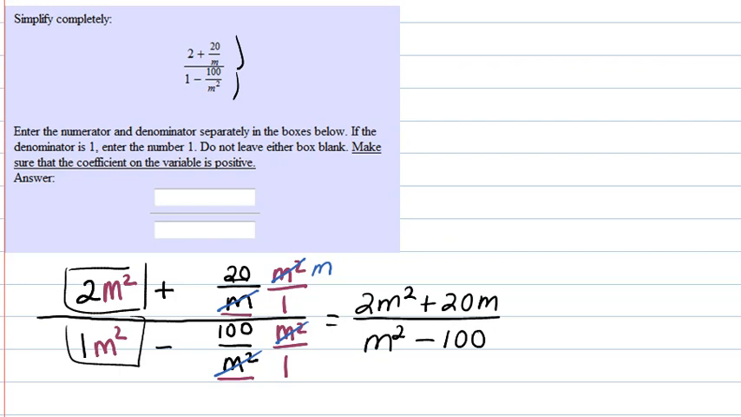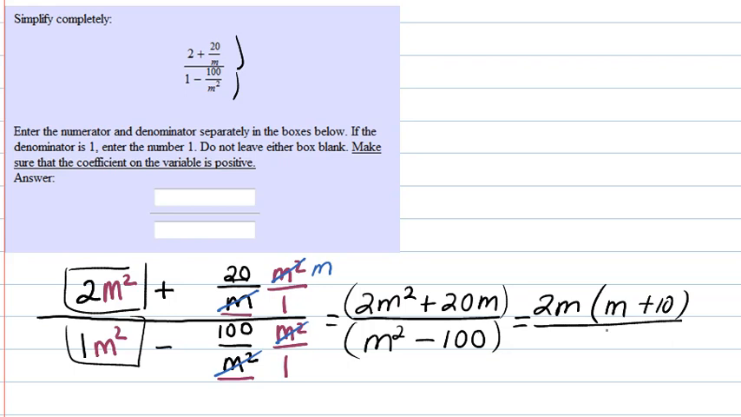We're basically done except checking to see if it reduces. Don't be tempted to cross out the m squareds because these have pluses and minuses, so they're glued together. Let's put some parentheses around there. We should check to see if anything factors out of top and the bottom. And here I think it does, because on top you can take out a 2m. And if you do, you're left with m plus 10.